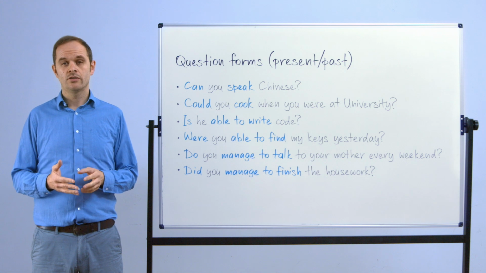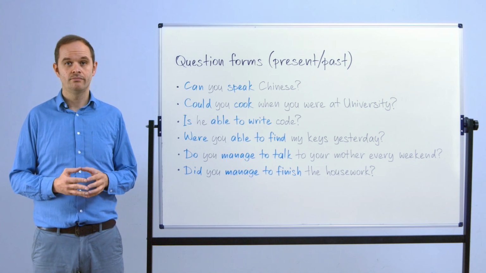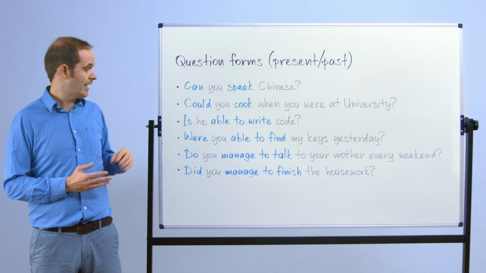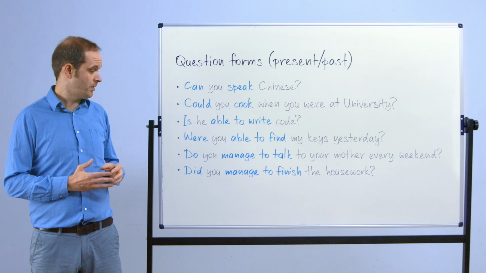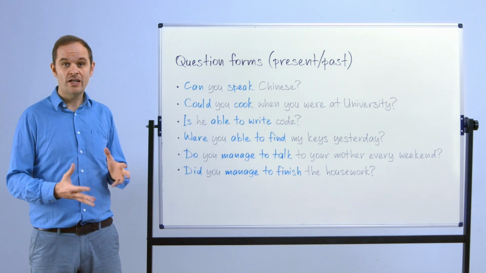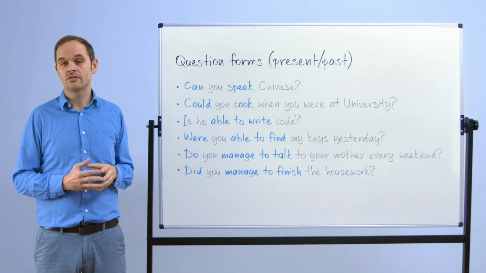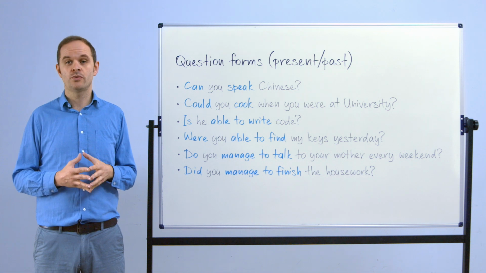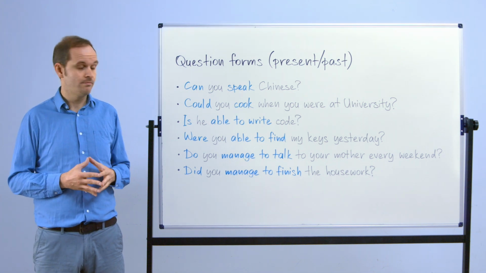So now let's take a look at the question forms of the grammatical structures we've looked at so far in the lesson. As you can see, we've got can and could in the past, be able to in the present and the past, as well as manage to in the present and past. All of these fairly typical questions. For example, can you speak Chinese? Well, a very common question to ask somebody about their ability to speak a language in the present.